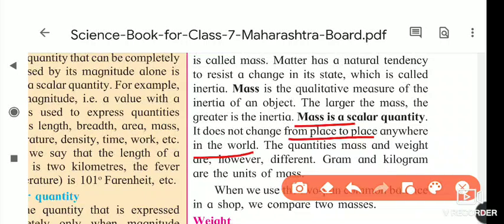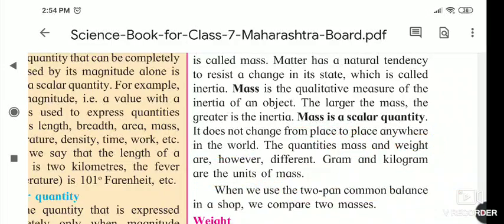The quantities of mass and weight are, however, different. So what is the difference? Mass and weight are totally different from one another. Gram and kilogram are the units of mass.